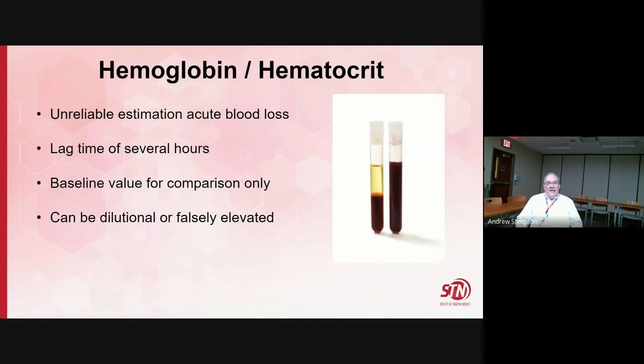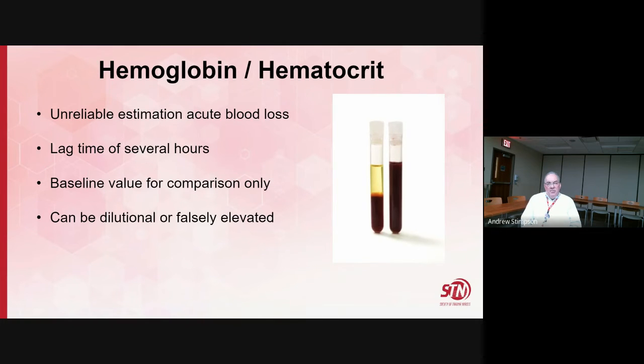Let's talk about some lab tests. How valuable is the hemoglobin and hematocrit in acute blood loss? Well, it's not very good at all. Remember this, when you bleed, you lose whole blood, which is the serum as well as the red blood cells. So you can lose 50% of your blood volume, we can draw your labs, and you'll have a normal hemoglobin and hematocrit, because the blood hasn't had time to dilute. So there's a lag time on this.